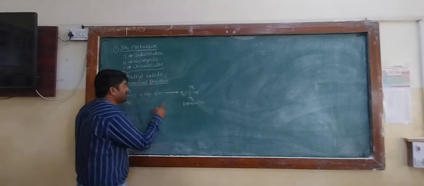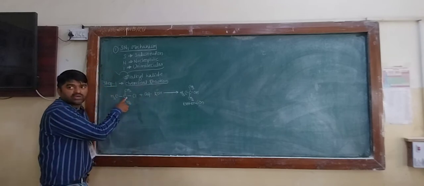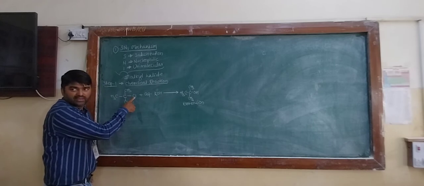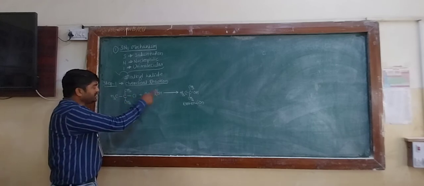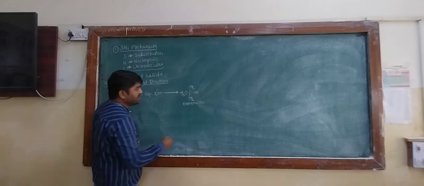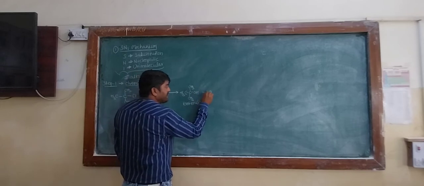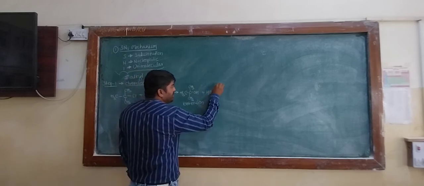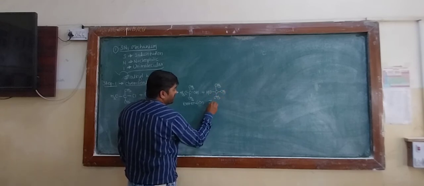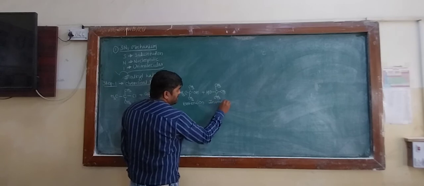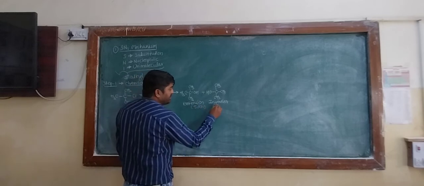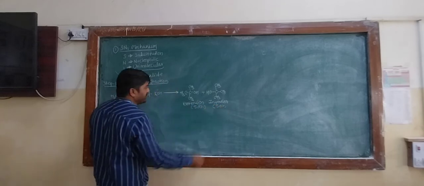Why retention? Because OH is introduced to the carbon atom on the same side as the leaving group. This is the leaving group, right? So it enters the carbon atom from the side of the leaving group. Therefore, it is called a retention of configuration. If OH attacks from the back side, then you get inversion of configuration. So in this reaction, there is 50% retention and 50% inversion of configuration.